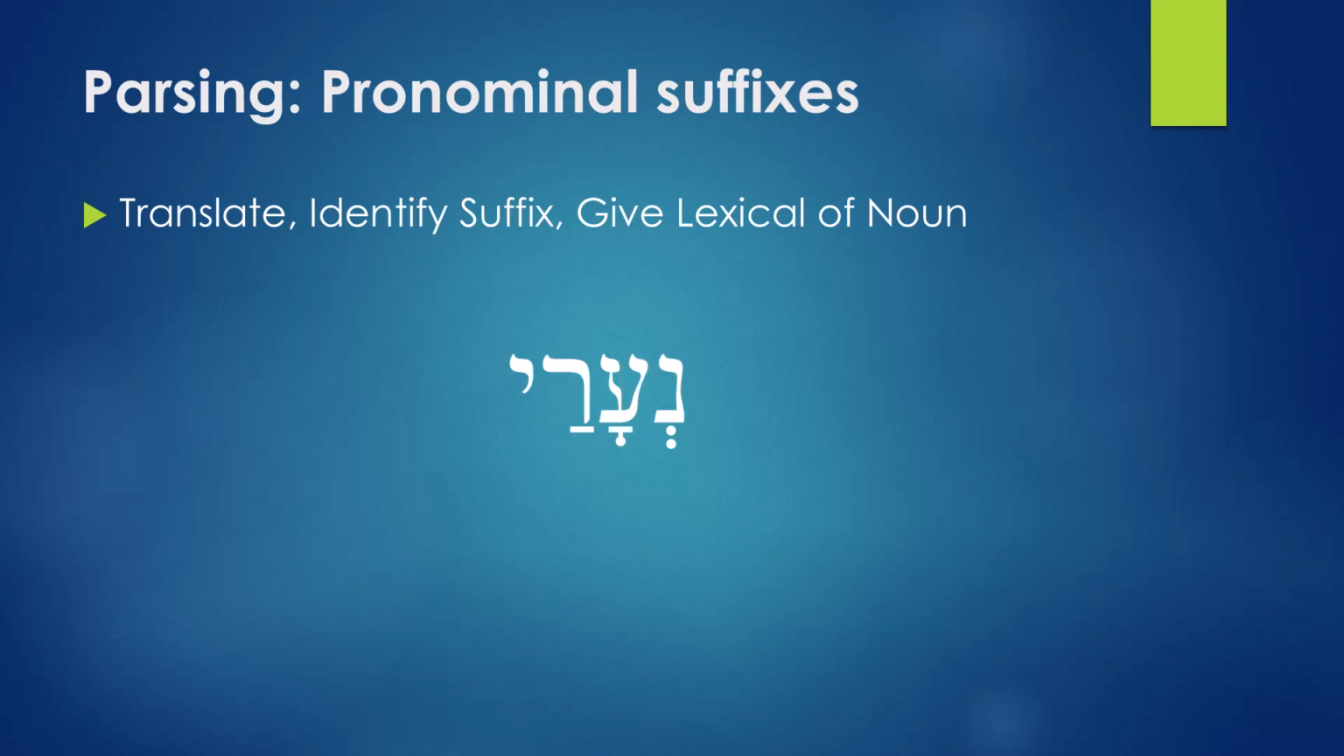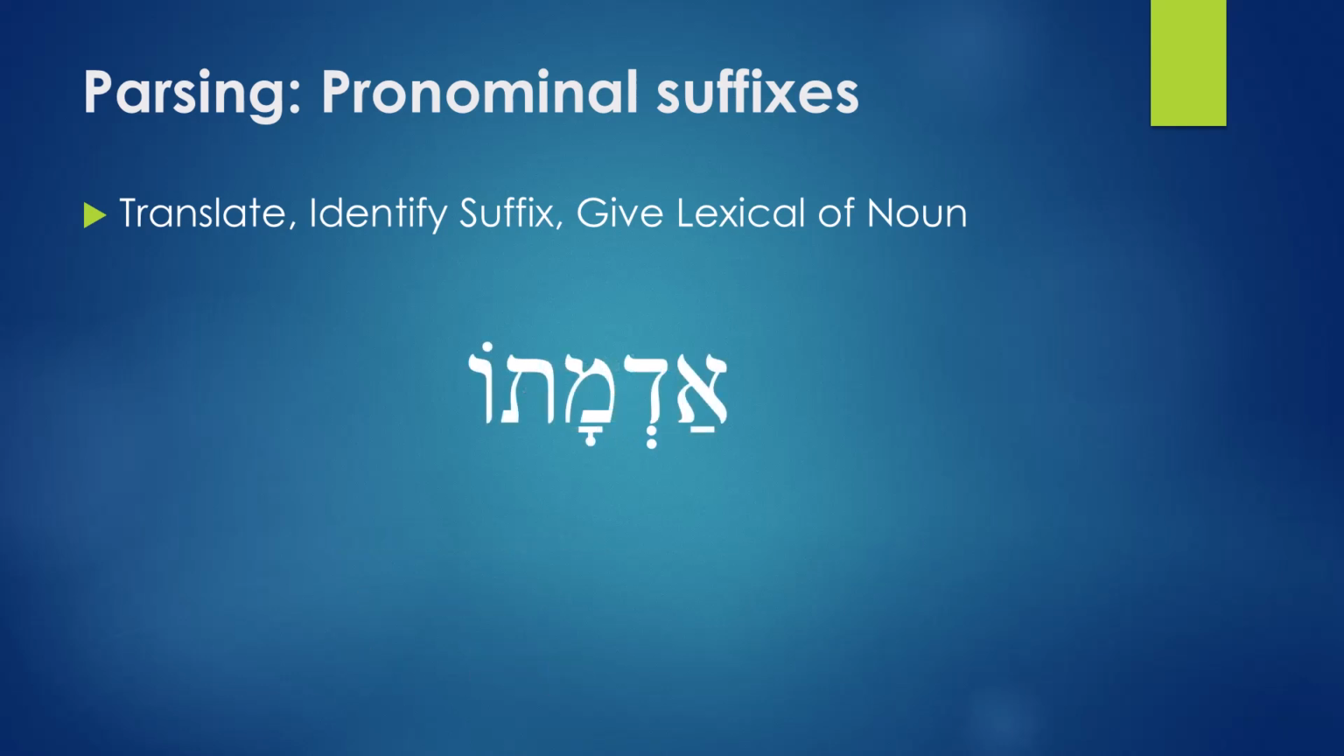Next word, ne'arai. Can you try to parse that? You can pause the video to try. Alright, here's the parsing. Ne'arai is coming from the word na'ar. Na'ar means a young man, a lad. And that patach yod is a sign of type 2. And so that is type 2 first person common singular. So the translation is going to be my young men.